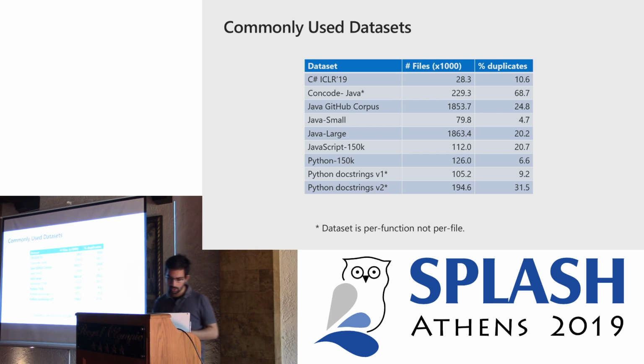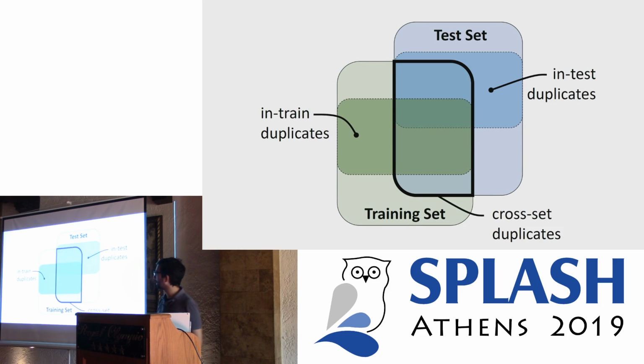I've been discussing duplicates in a bit vague sense here, but let me go into some more detail. We have, of course, our training set and our test set. And in some cases, we have files that are duplicated. We can have duplicates within our training set, within our test set. But most importantly, we can have duplicates that appear both in the training set and the test set. And these are, of course, the worst ones, because they give hints to our model when we're testing it about things that it saw. So the model doesn't generalize well.